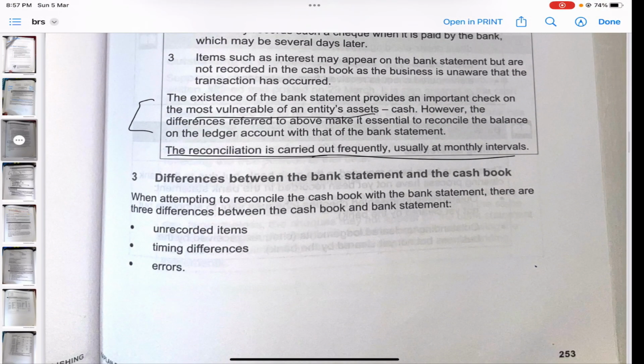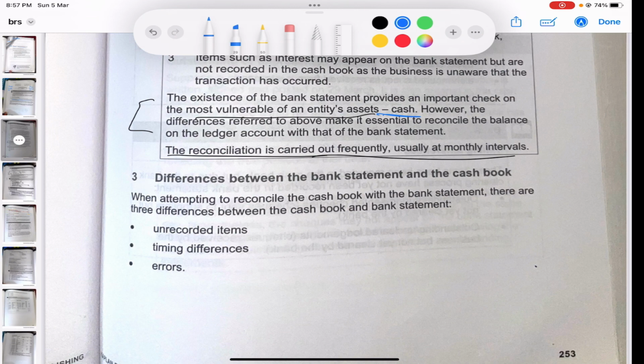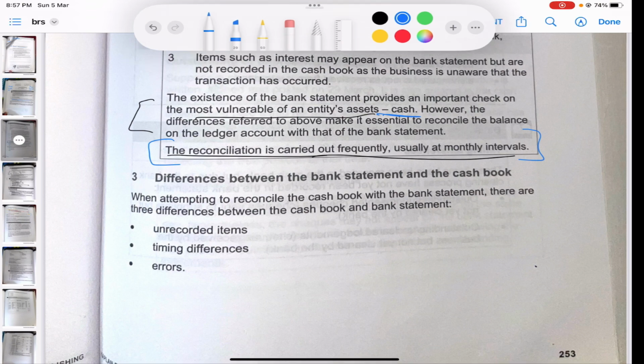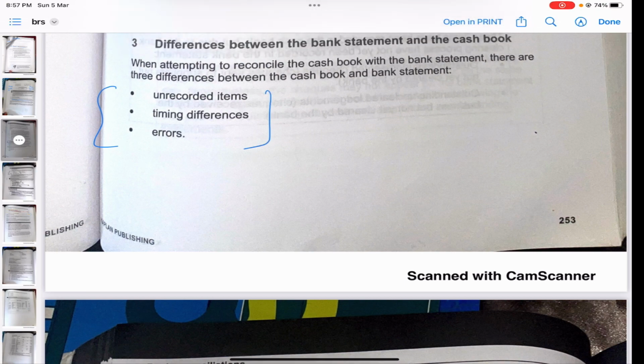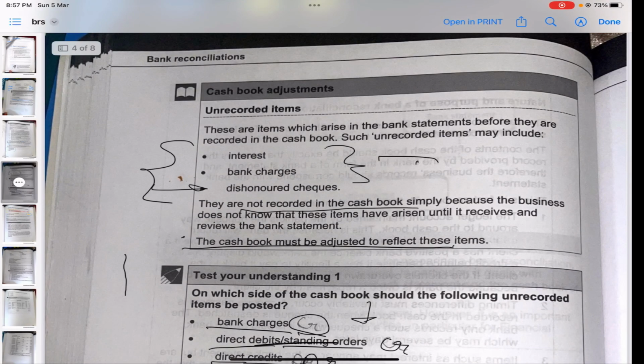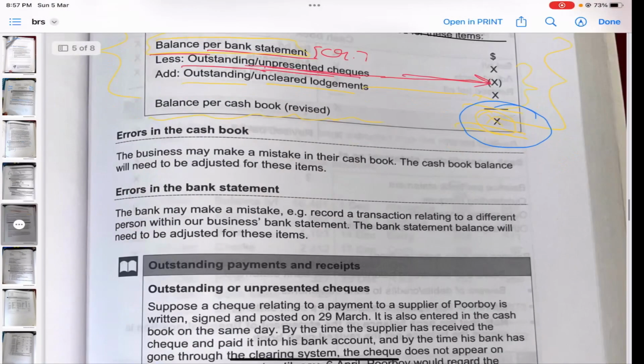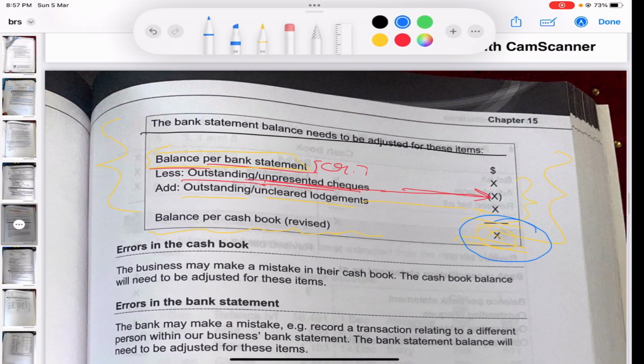We also saw that cash is the most vulnerable asset and reconciliation is always required. So by the end of a period, we reconcile and see the difference between my cash book and the bank statement, and we match it. The end goal is to have both the balances be the same. We also saw the types of differences and errors which can take place. If you have any doubt, go and watch part 1.